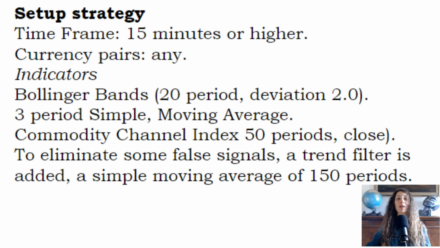Time frame, 50 minutes or higher. Currency pairs, any. Indicators: Bollinger Bands, 20 periods, deviation 2; 3 periods, simple moving average; Commodity Channel Index, 50 periods, close. To eliminate some false signals, a trend filter is added: a simple moving average over 150 periods. In the following video, I will show you how I do the setup of the strategy.